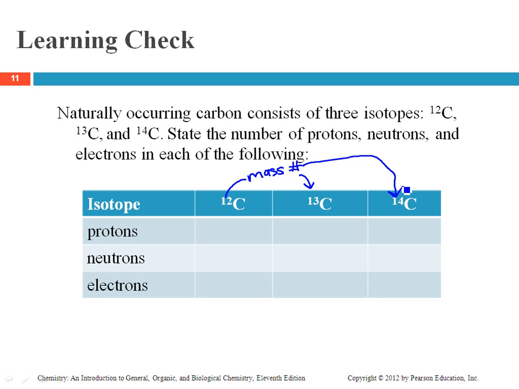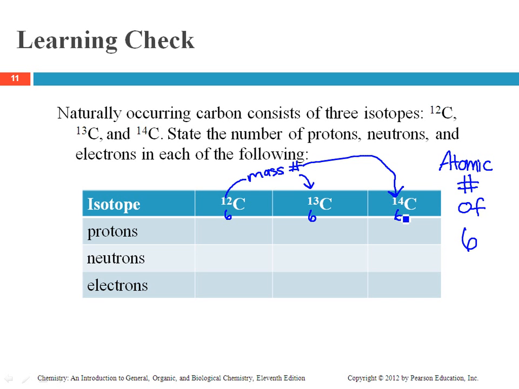We don't have to be given the atomic number, because now we know that if we look at the periodic table and we find carbon, we see that it has a 6 above it, which means it has an atomic number of 6. So we can place this here if we would like. It has to be the same throughout because all of these are isotopes of carbon.